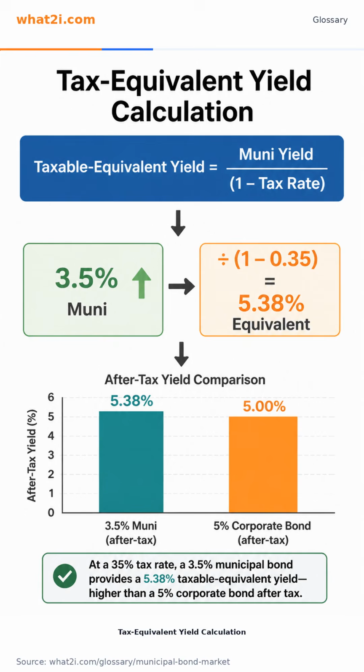Because of the tax exemption, these bonds are especially popular with investors in higher tax brackets who can keep more of their earnings. To compare a municipal bond with a taxable bond, you calculate the taxable equivalent yield. For example, a 3.5% muni for an investor in the 35% tax bracket yields about 5.38% on a taxable equivalent basis. This means that 3.5% muni can actually outperform a 5% corporate bond after taxes.